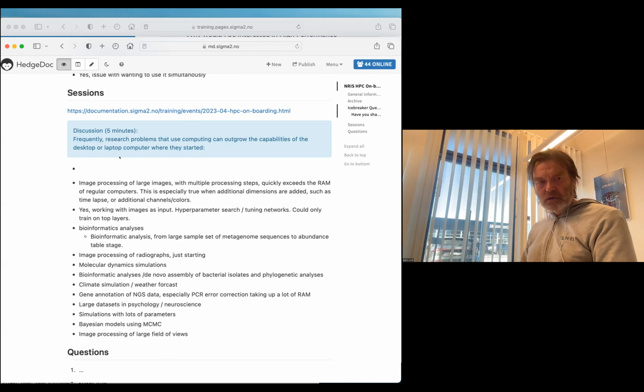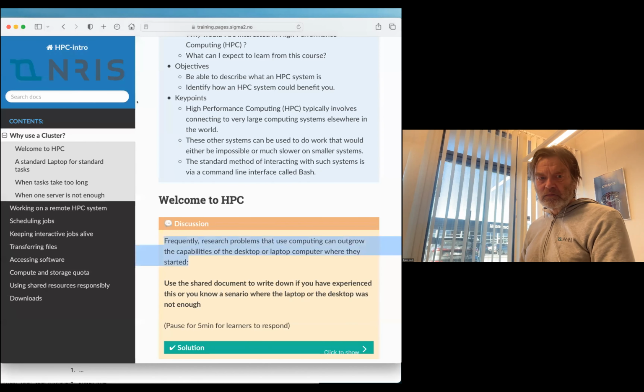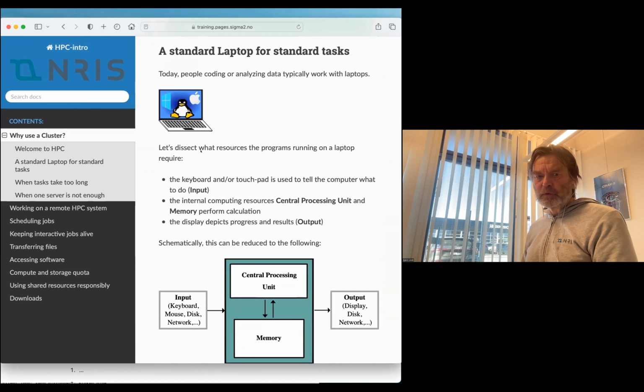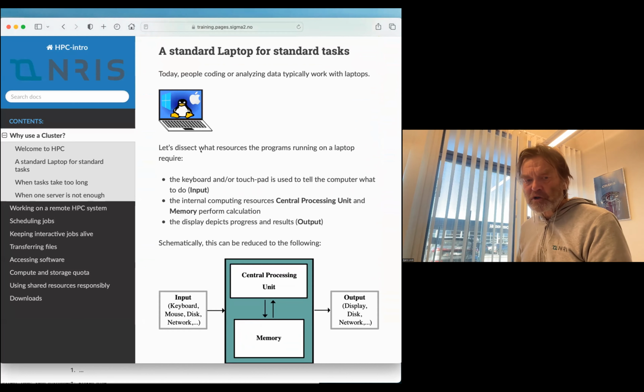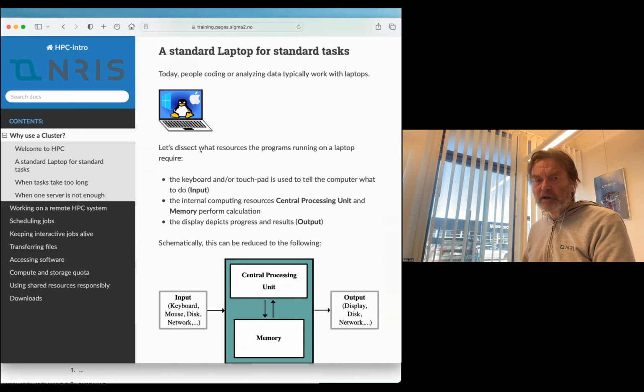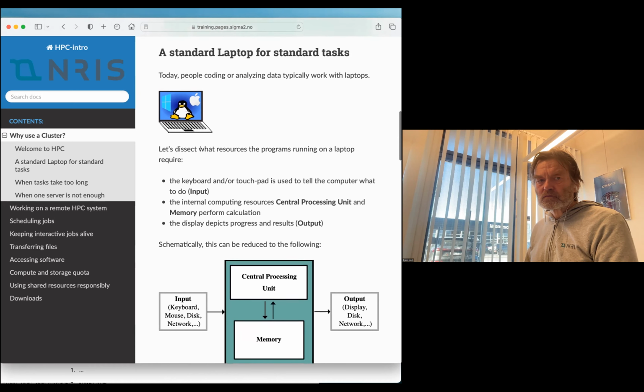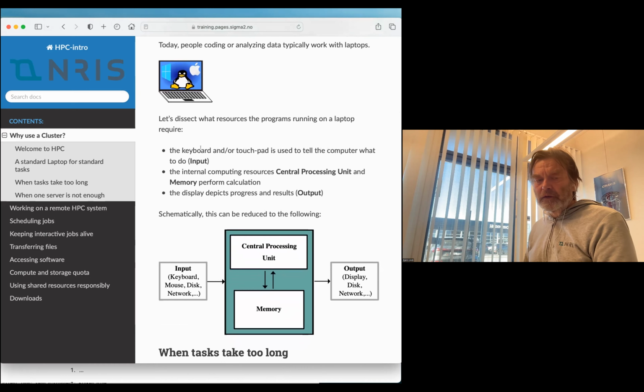So let's go on. So we see that our standard laptop, with not as much memory as on servers, can be limiting in doing the research tasks that we want to. So we need other resources.